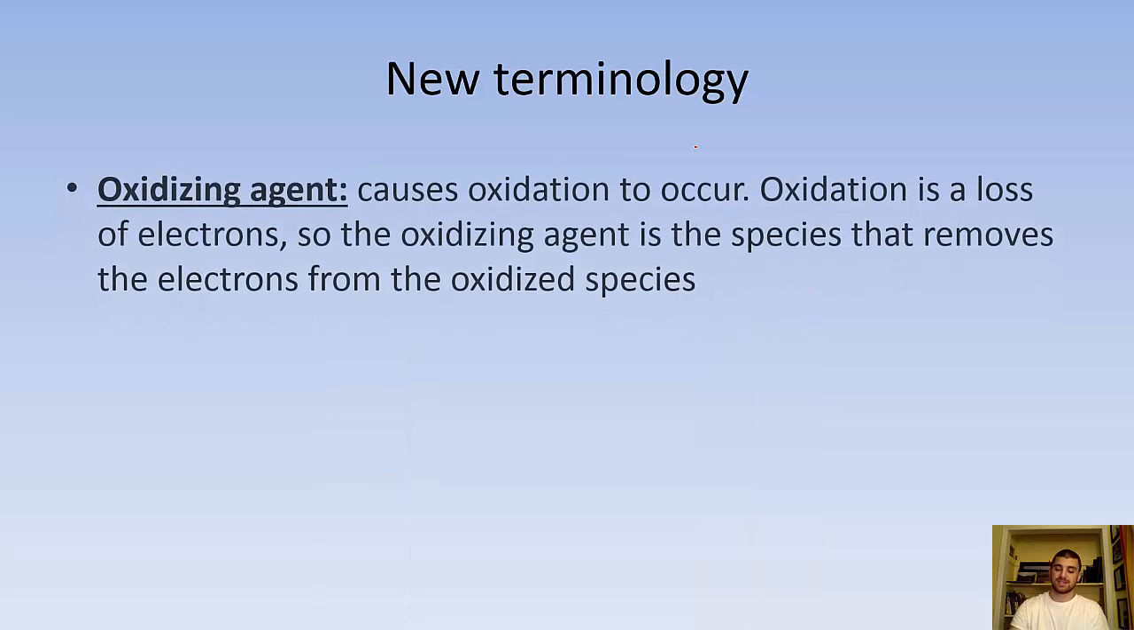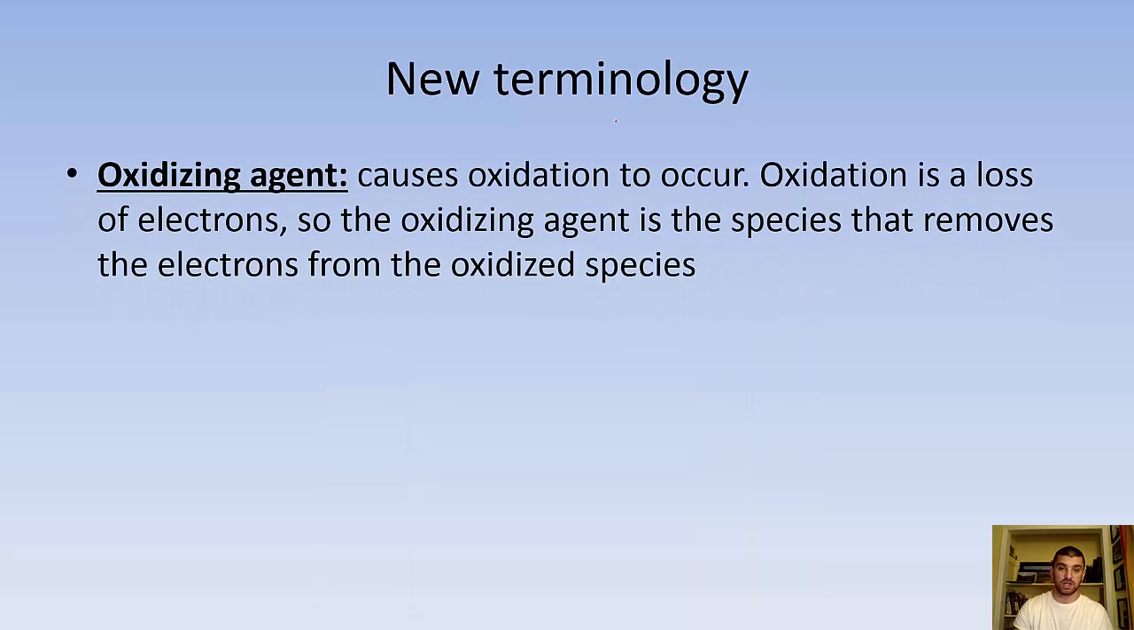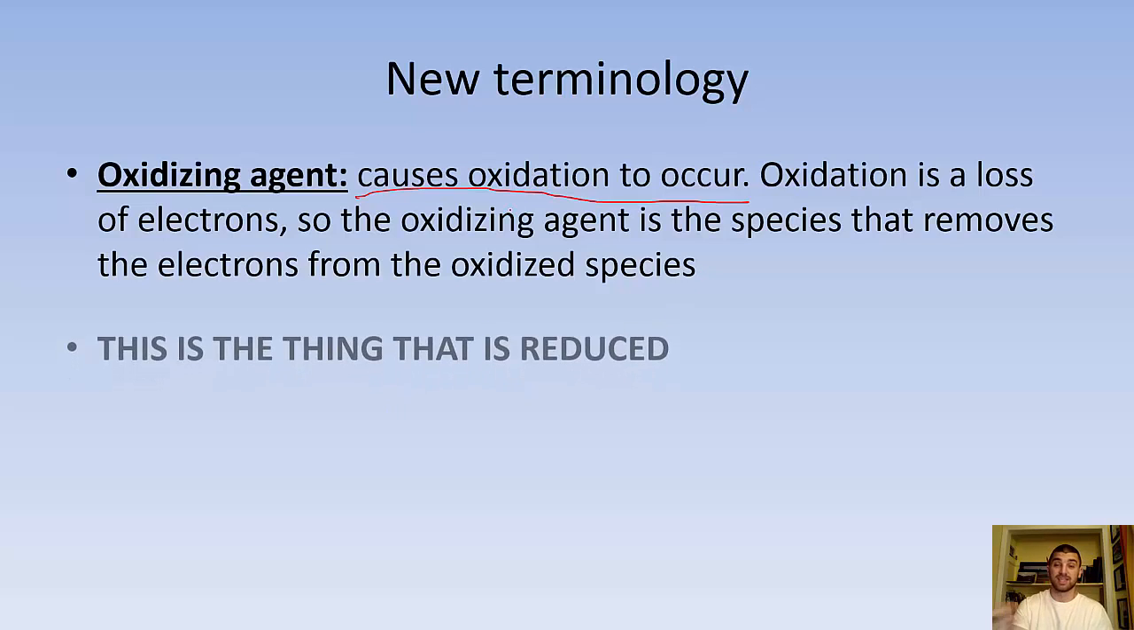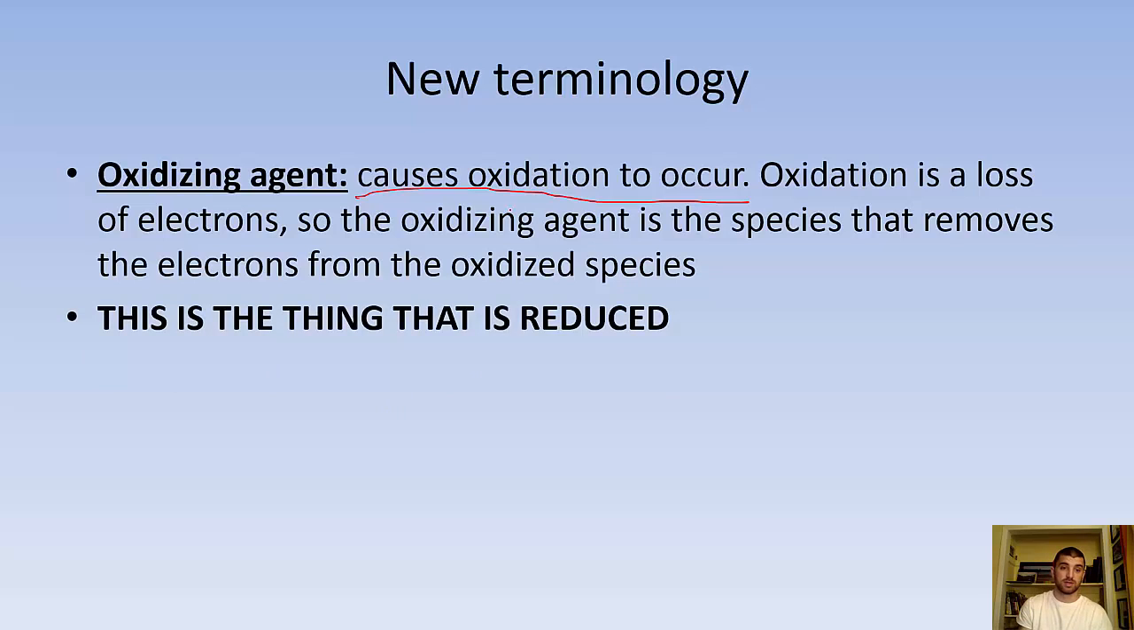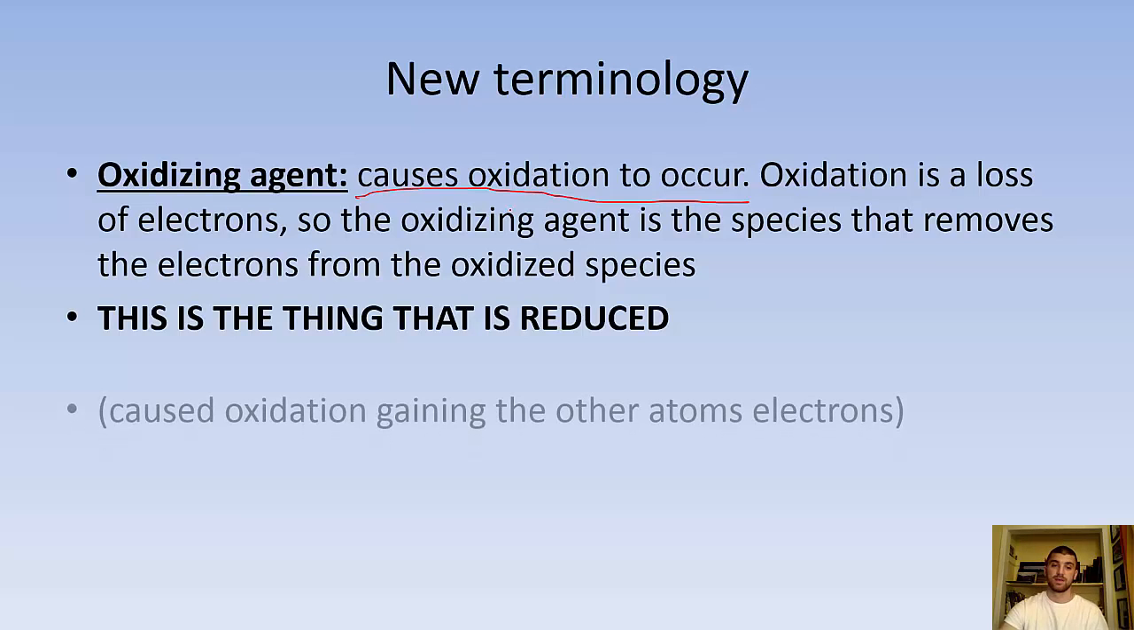So if we're talking about oxidizing agents, they cause oxidation to occur. They cause something to lose electrons. How do they do that? It's because the oxidizing agent is taking electrons. So the oxidizing agent is the thing that is reduced, right? It causes oxidation because it is taking those electrons, so it is reduced.